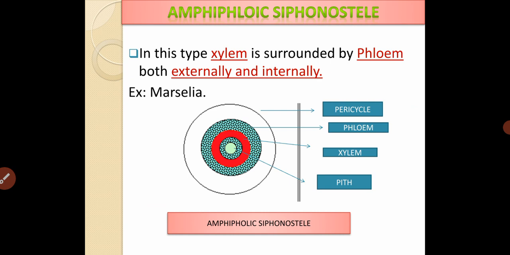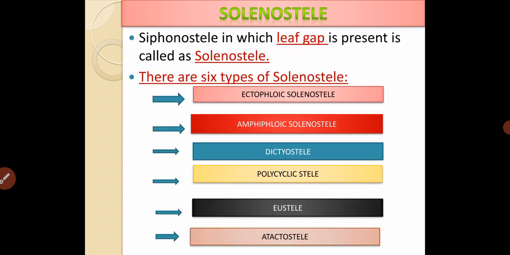Siphonostelic condition in which pith is present. Amphiphloic means amphi refers to both. If phloem surrounds the xylem both externally and internally, then such type of stele is called the amphiphloic siphonostele, as seen in case of Marsilea.